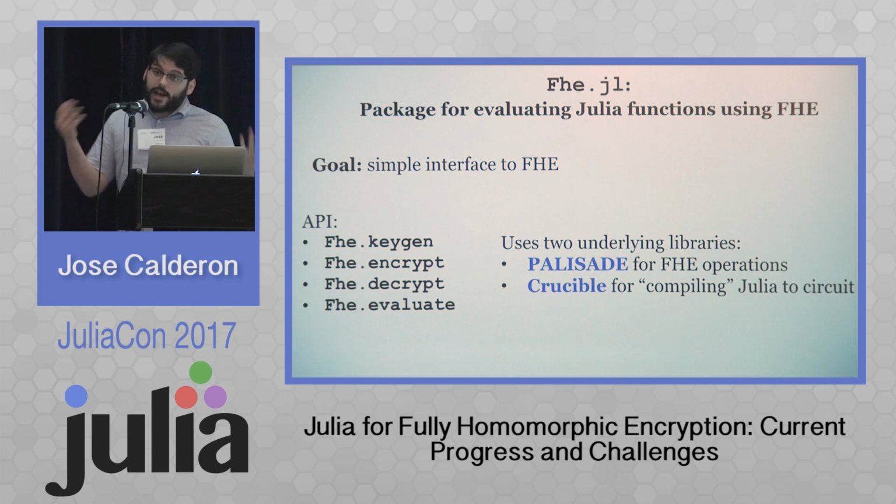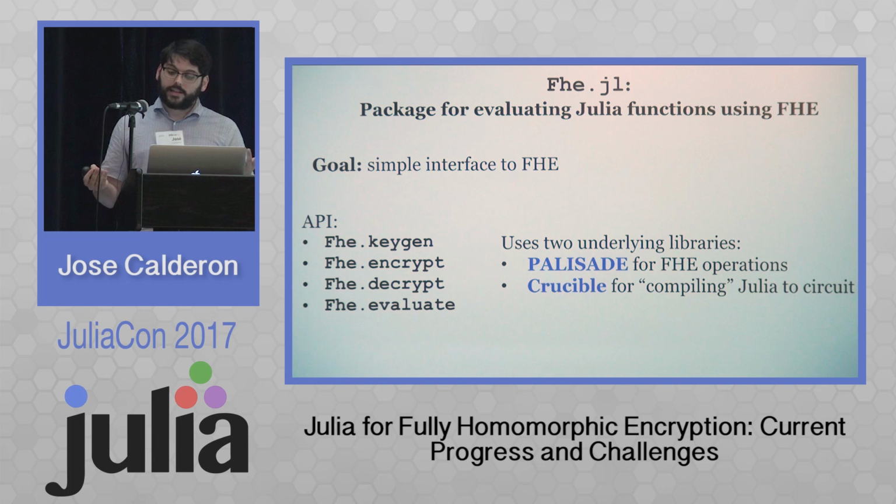So we have this package, FHE.jl, and we wanted to make it as simple as possible to use FHE. So there's an API that allows you to generate keys, encrypt data, decrypt data, and evaluate Julia functions over that data. There are two underlying libraries that are necessary for this. One is Palisade, and that's the actual execution of these encrypted arithmetic circuits. And then the other is Crucible, which is what we use to compile Julia to these circuits.